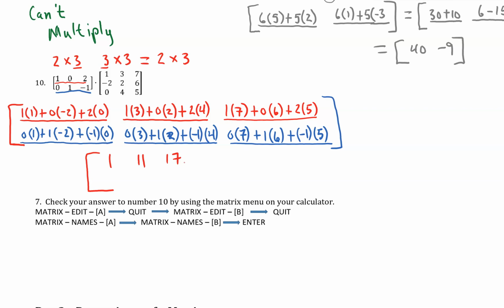And then on the bottom row, we're going to have a 0, a negative 2, and then 0 again. So this is just negative 2. Then we're going to have a 0, and this was a 2, so this is 2 minus 4, that's negative 2. And then the last one, 0, this is 6, negative 5, 6 minus 5 is 1. So the end result would be this.